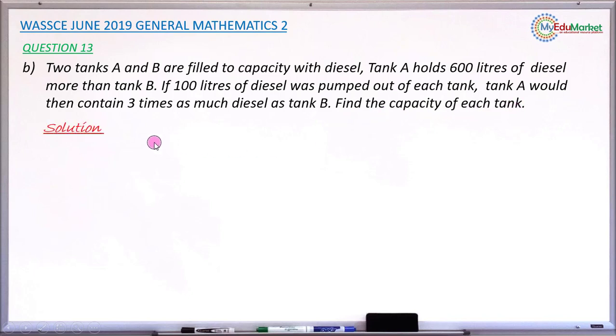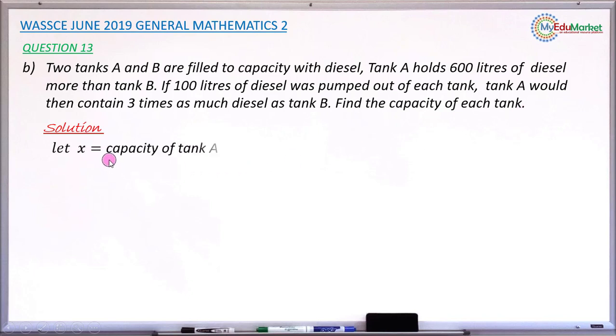So let's attempt to answer this question together. If I go back to the question, there are two tanks A and B, and both tanks are filled to their maximum capacity. Tank A holds 600 liters more than tank B, which means the capacity of tank A is more than the capacity of tank B by 600 liters. So 100 liters were removed from each of the two tanks, and tank A now contains 3 times as much diesel as tank B. So the question asks us to find the capacity of each tank.